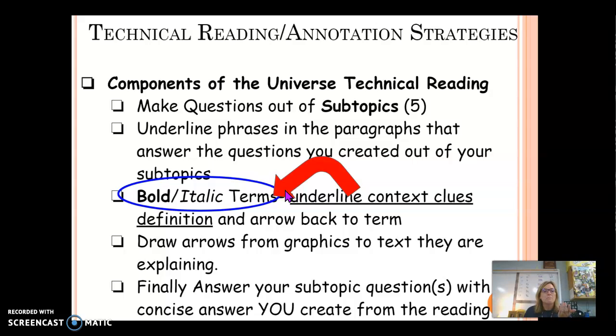You'll also see images and graphics. Those are there to help you understand difficult things. So you're going to draw an arrow from the graphic to the paragraph where it's talking about that difficult text. So let's take a look at what that's going to look like.